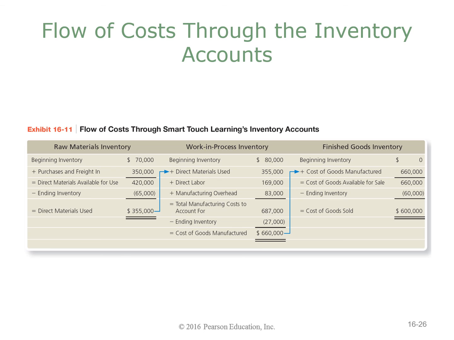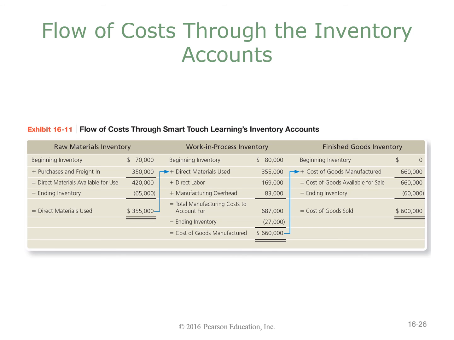The second part is the flow of cost through the inventory accounts. We start with beginning inventory for raw material, purchases and freight in, direct material available, minus ending inventory, equal to direct material used. And this will go to the work in process inventory, which is the cost of goods manufactured. We start with the beginning inventory plus direct material, direct labor, manufacturing overhead, total manufacturing cost, minus work in process ending, equal to cost of goods manufactured.